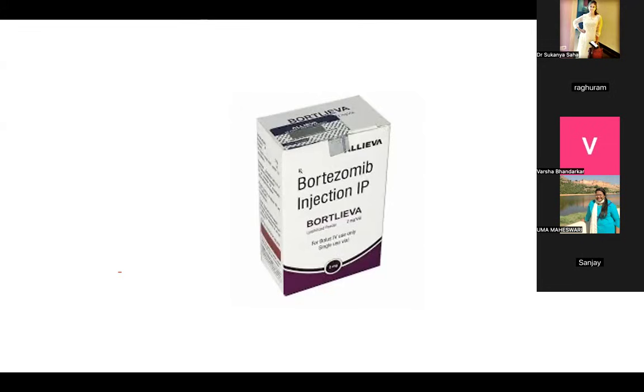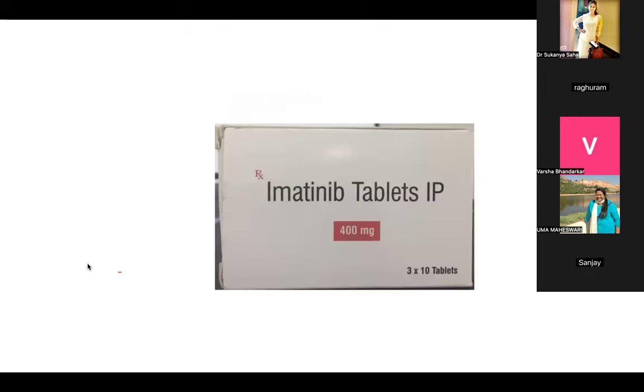Okay. Now the toxicities include fatigue, malaise, right? It can cause diarrhea. It can cause myelosuppression in the form of thrombocytopenia, right? It can cause infections. It can also rarely cause cardiac failure, LV dysfunction, and QTC prolongation. It can also cause pneumonitis. So that's all the details regarding bortezomib.